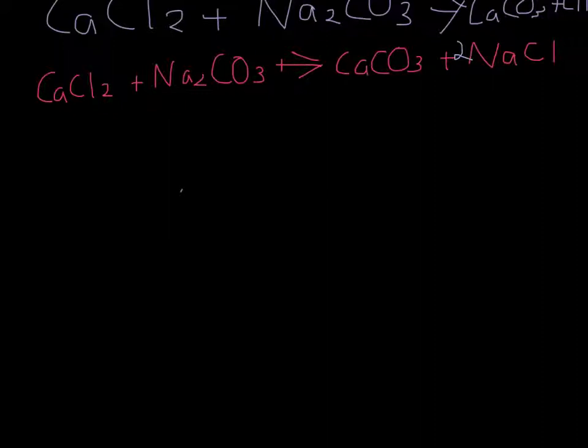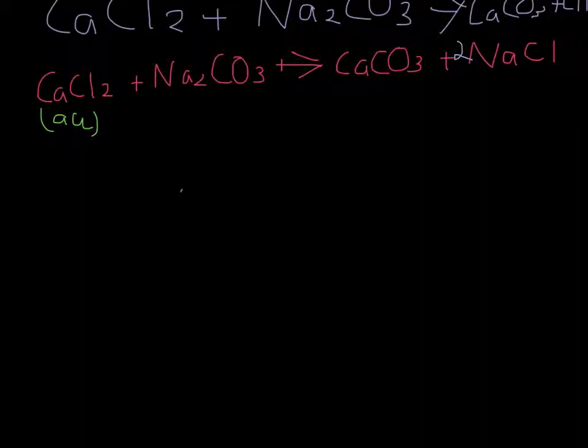Okay, so now we need to write a total and net ionic equation. To do this, we need to know the states of each part of this equation. So the CaCl2, which is the calcium chloride, if you look at your solubility rules, you know that all salts containing group 7 ions, chloride, bromide, or iodide, are going to be soluble. So it's going to be AQ, which is the same as soluble, aqueous.